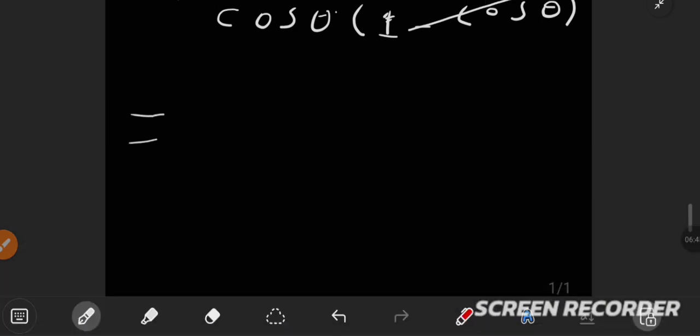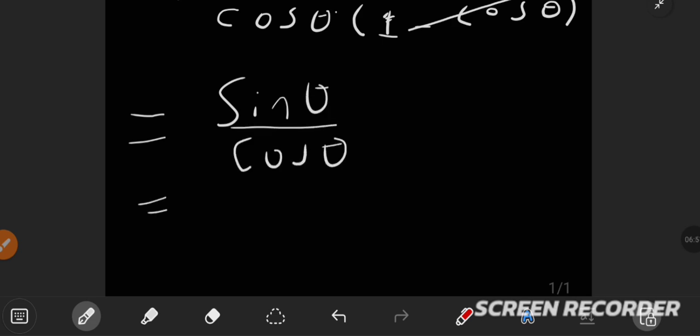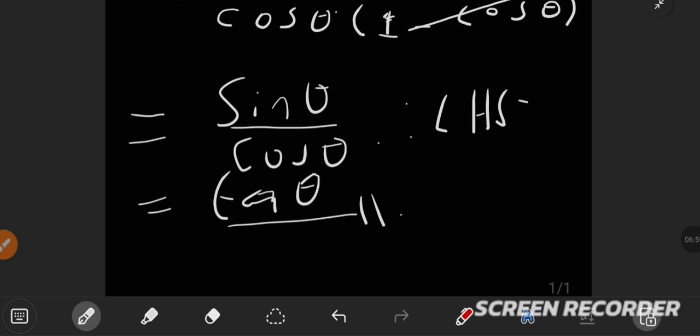sine theta over cos theta, and this is the same as saying tan theta. Therefore we have proven that the left hand side is equal to the right hand side. Okay, that's good.